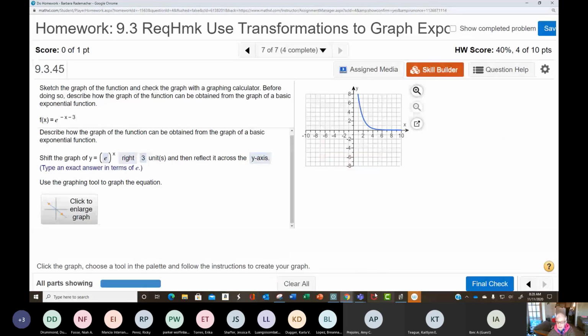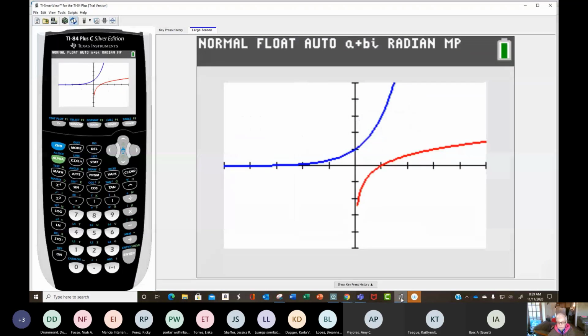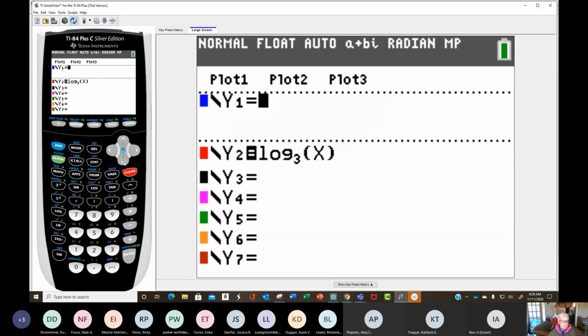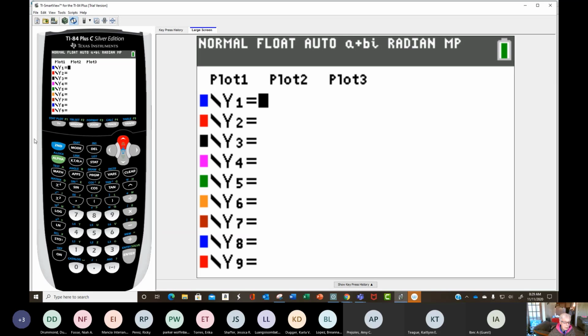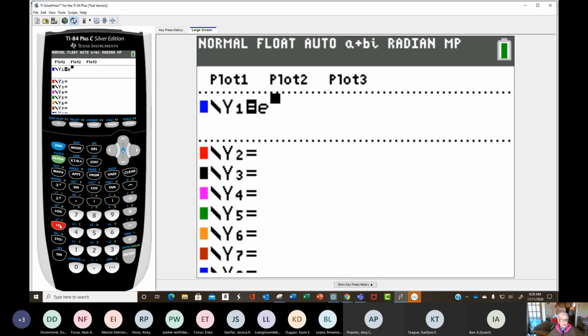Now, okay, here's our secret weapon. Here's E, by the way. However, there's a quicker way to put E to a power. You'll learn about this on Monday too. Second ln. That gives you E and a little box, because they're inverses, and that's just the way your calculator is built. So negative x minus 3. We're going to graph this.